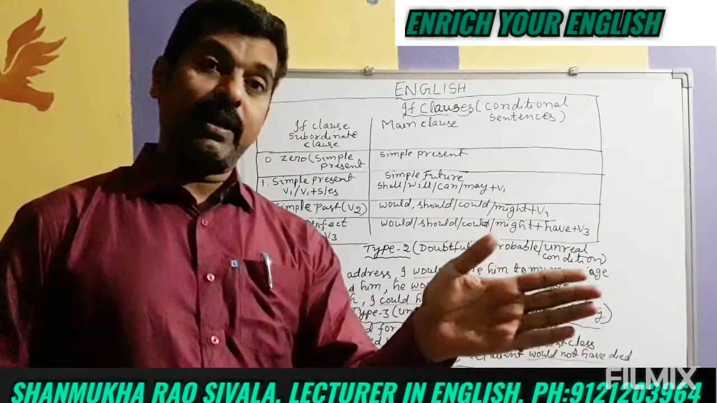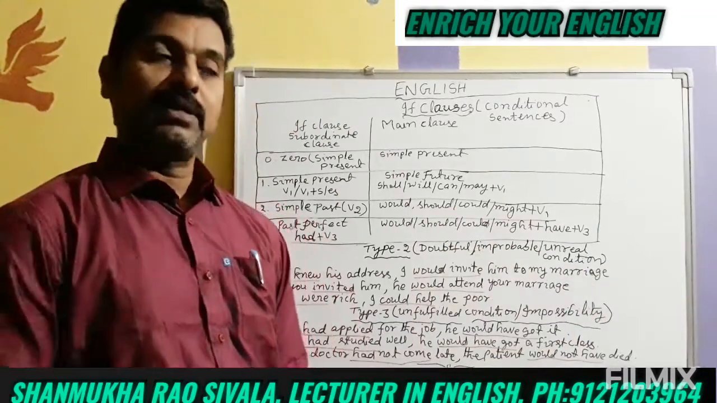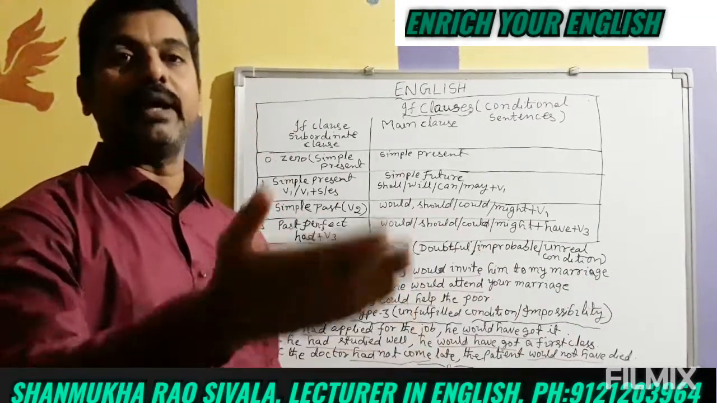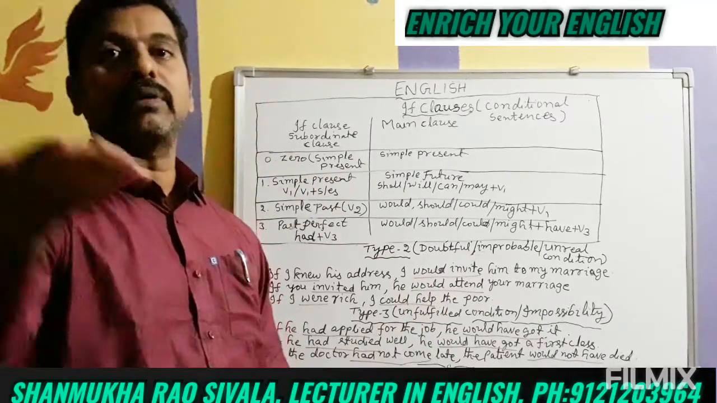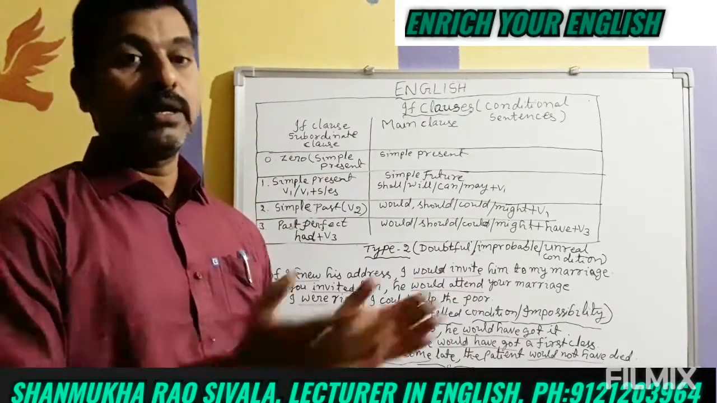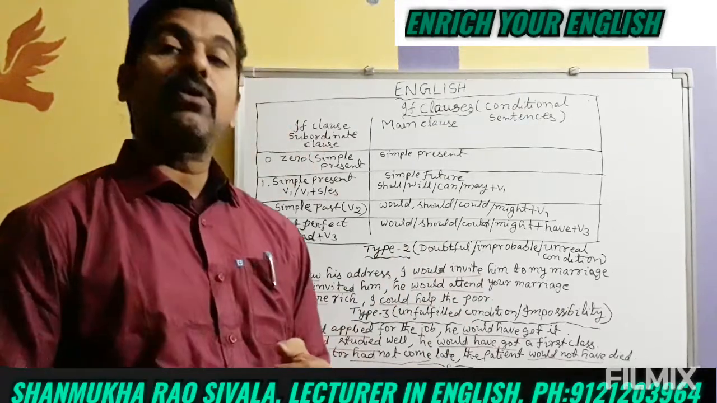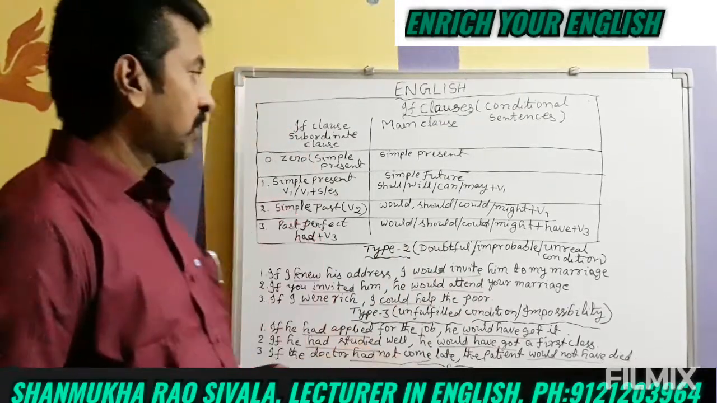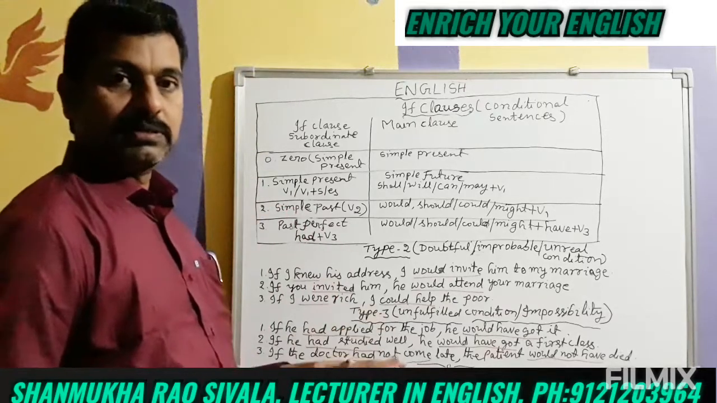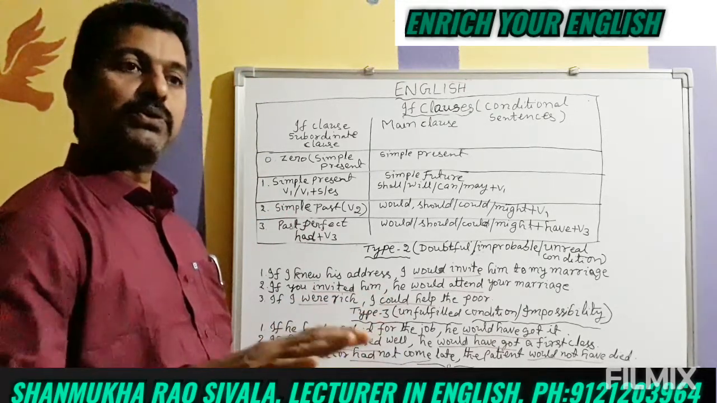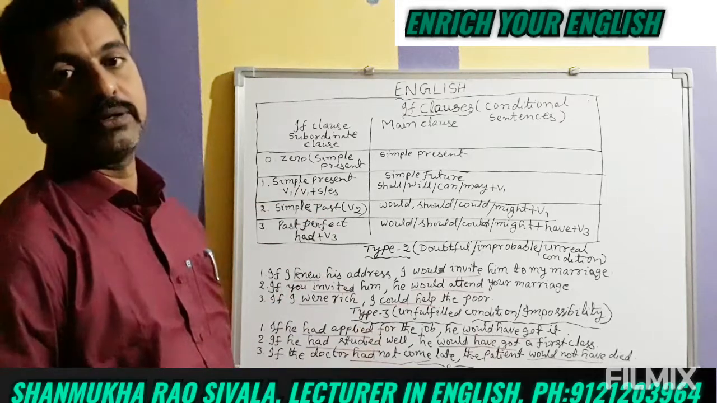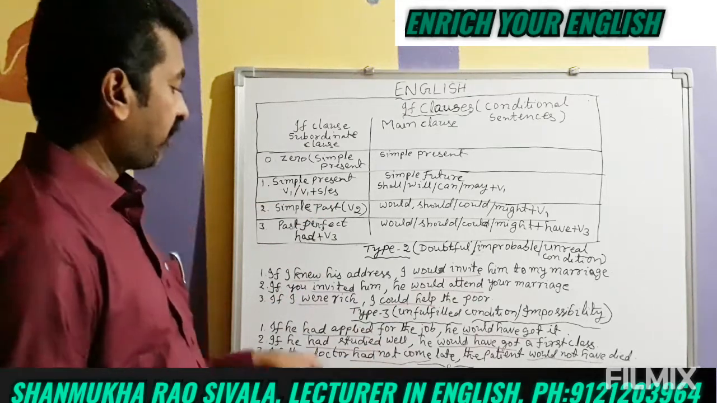If he had not been late, he could have caught the train. He became late actually. He went late, he missed the train. He could not catch the train. That's why we are saying, if he had not been late, he could have caught the train, and the like. So friends, if clauses are very easy. Just watch the video 2-3 times so that you can understand. You can learn all. Okay friends?